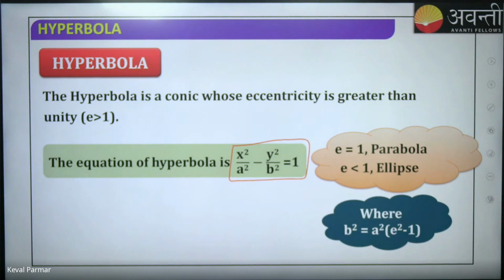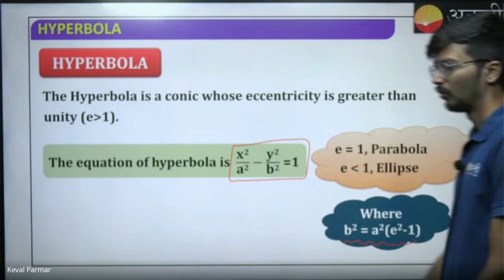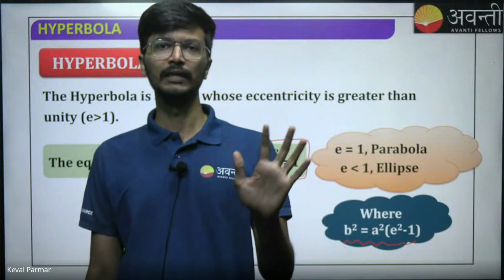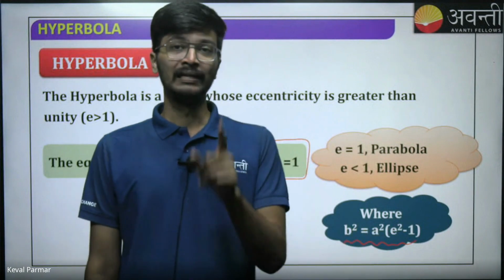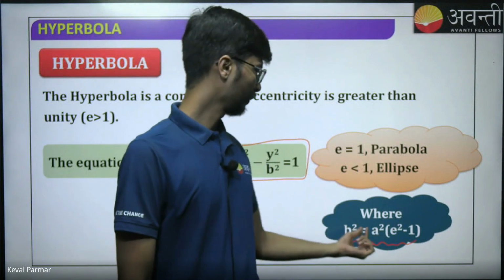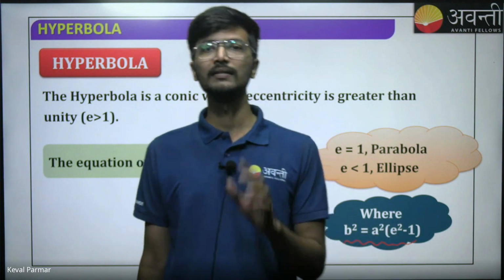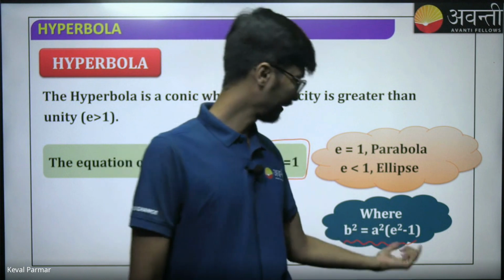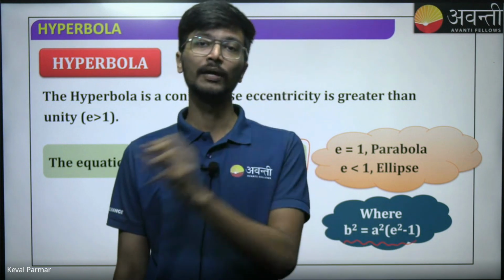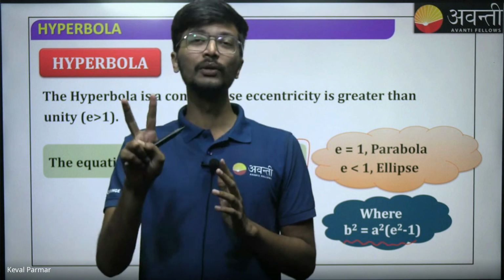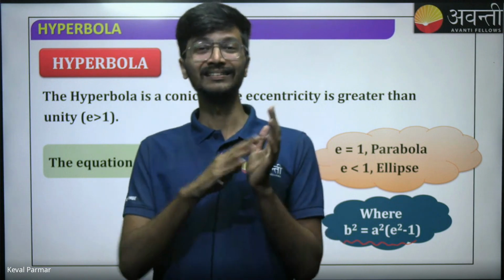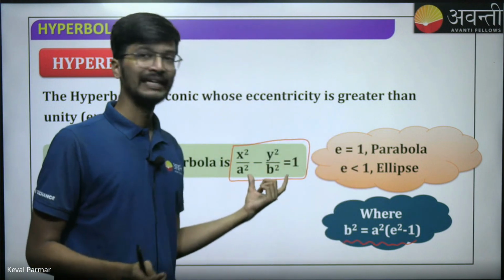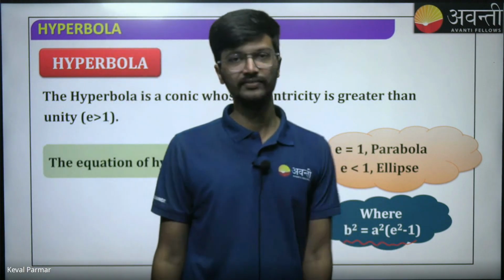You'll notice something is different here also. These are the only two things where there is a difference from ellipse. In ellipse, it was b square equals a square into 1 minus e square, but in hyperbola it is b square equals a square into e square minus 1. So these are the only two differences you'll notice in hyperbola. All the other formulas are the same. We'll go through it once again. What is the difference? First the equation, and second the eccentricity formula.